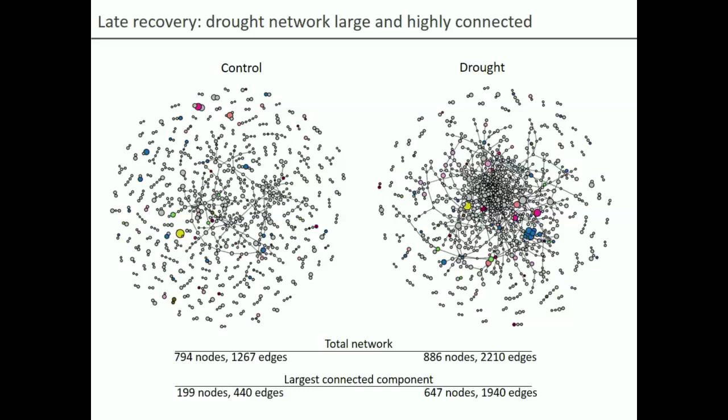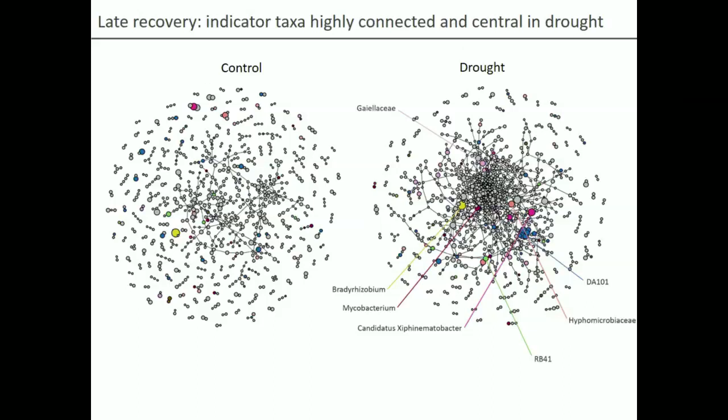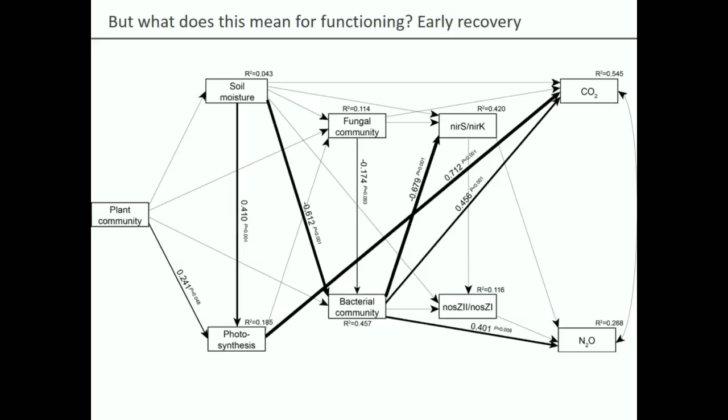And this is interesting. You've probably been wondering what these colored dots were. Well, those are those indicator taxa that I was talking about earlier. What you can see here is that these indicator taxa are very central and very connected, implying that they might be driving changes in other taxa too. And you might think that a connected network is a good thing. However, very strongly connected networks actually are less stable to perturbations than less connected ones. And I think you must all be wondering what it means for functioning.